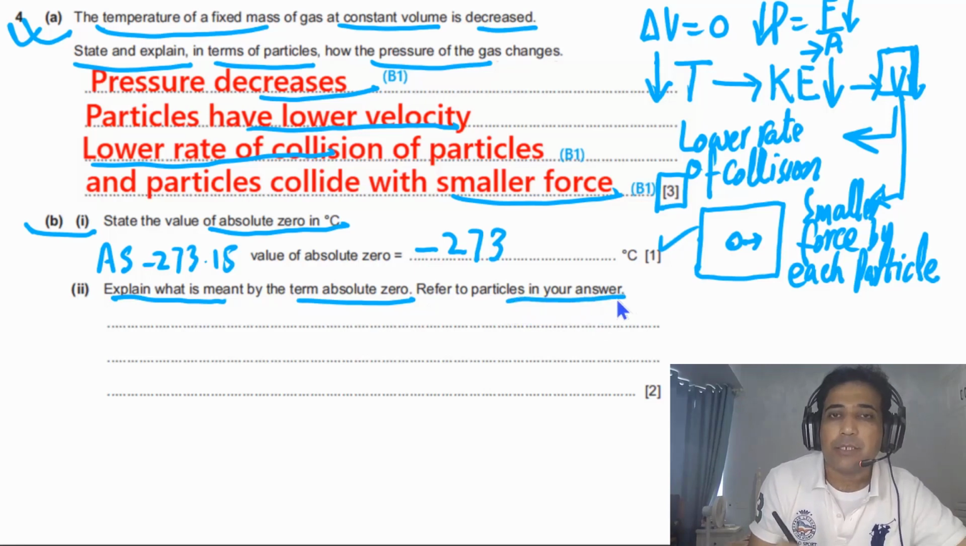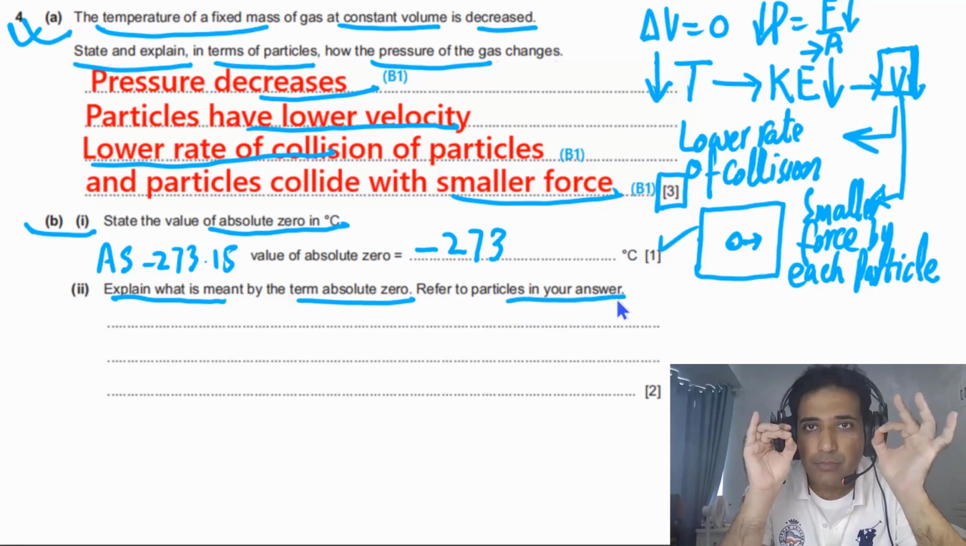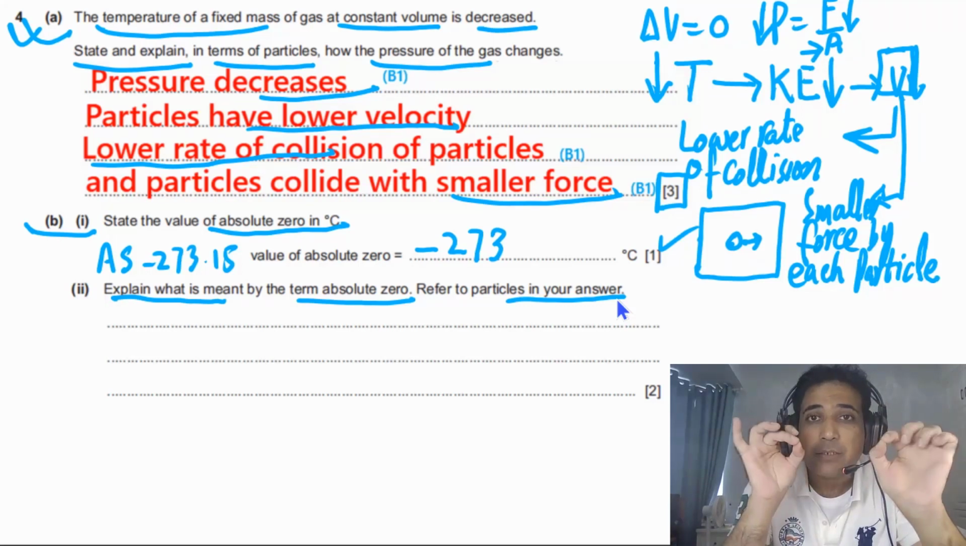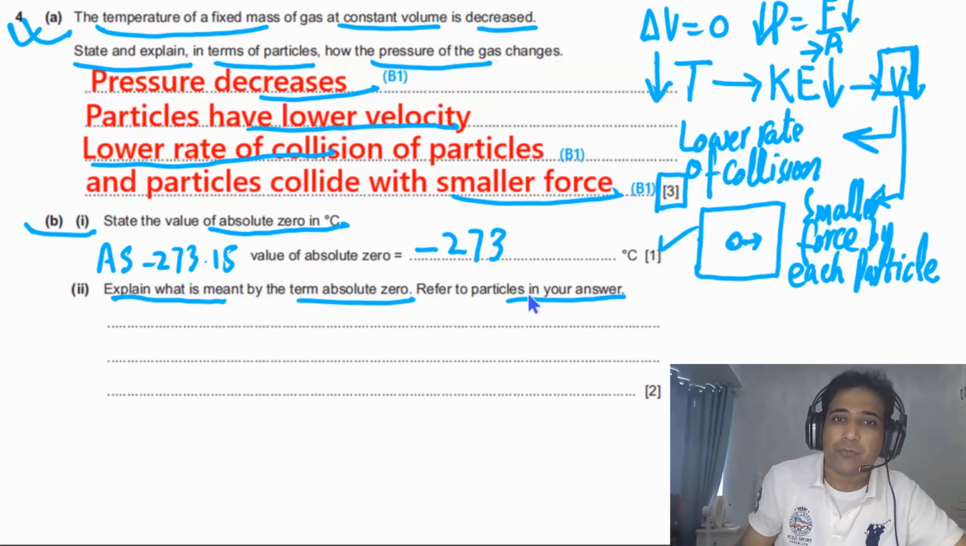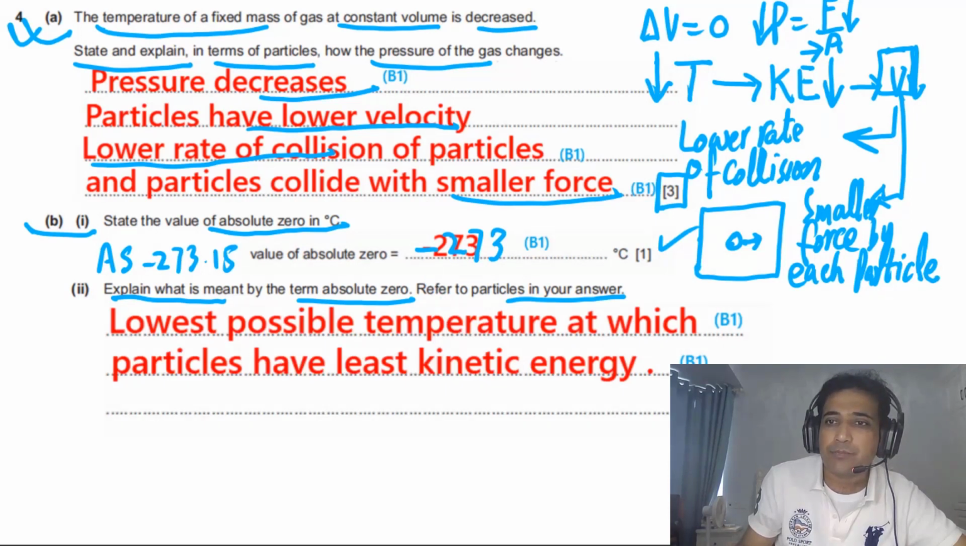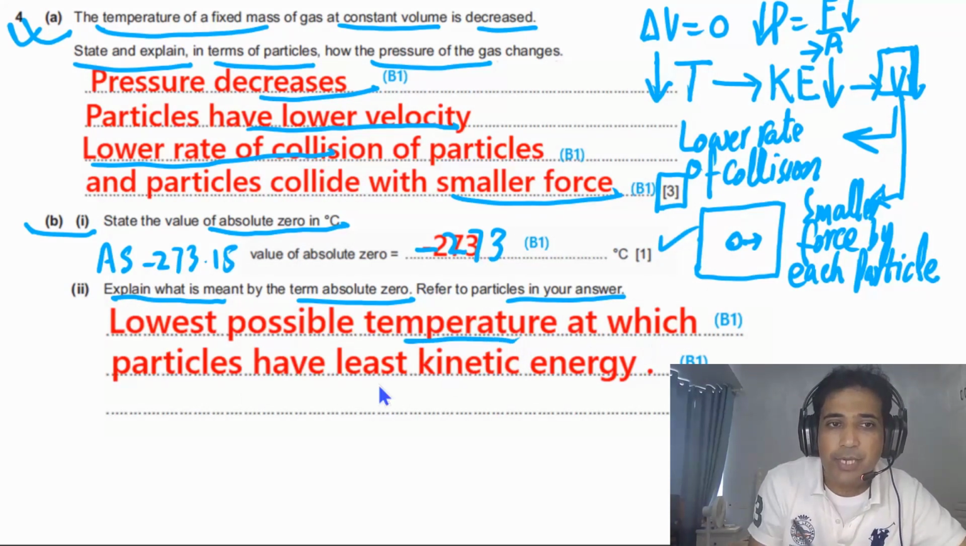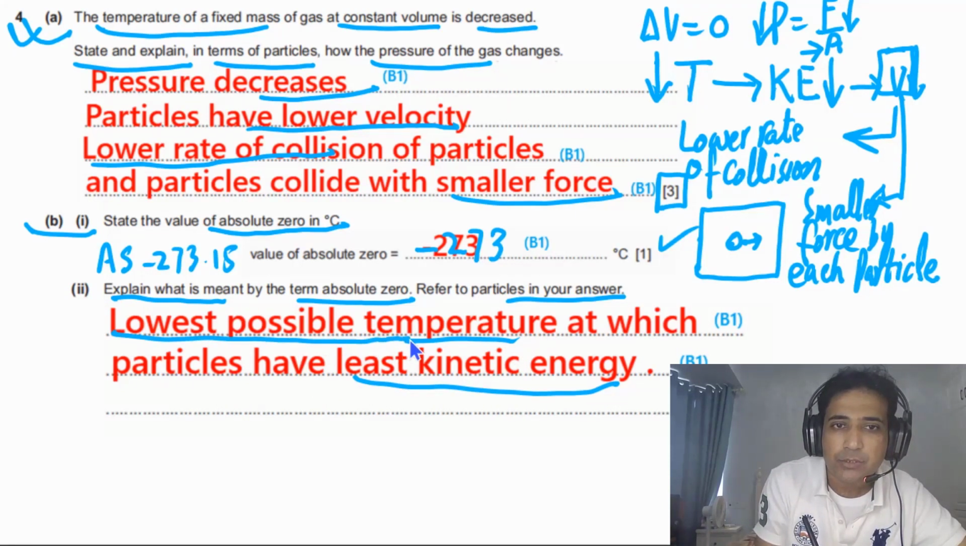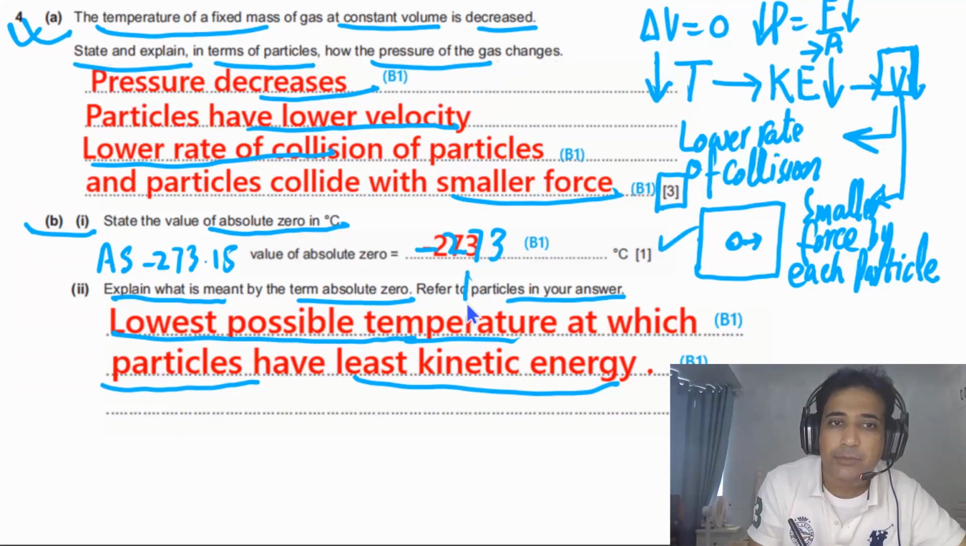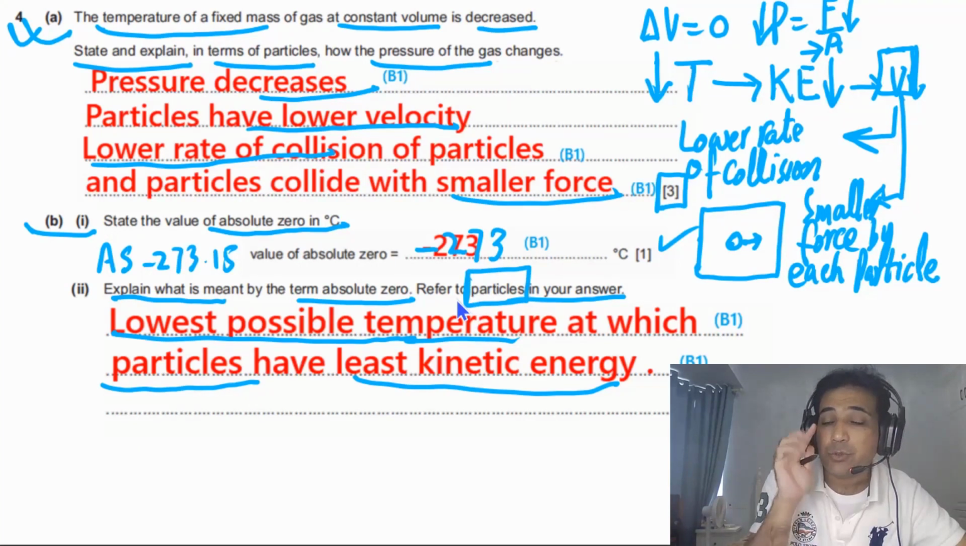For the second part, we need to explain what is meant by the term absolute zero. Refer to particles in your answer. Absolute zero is the lowest possible temperature, and at that temperature, particles have the least kinetic energy. So we can simply say: lowest possible temperature at which particles have least kinetic energy. You have to mention lowest possible temperature, and you also have to say particles have least kinetic energy, because you have to explain this based on particles. So you have to follow the instructions given in the question.